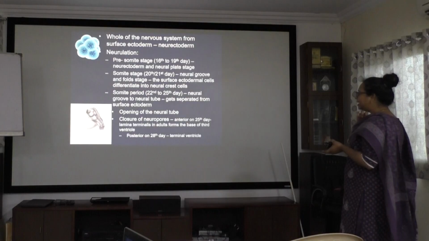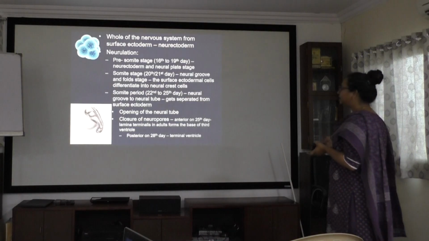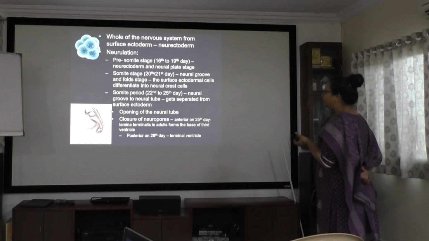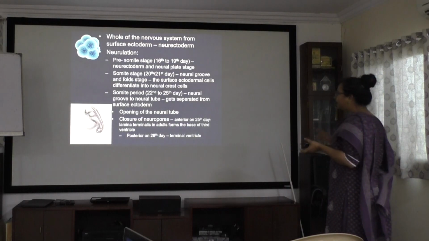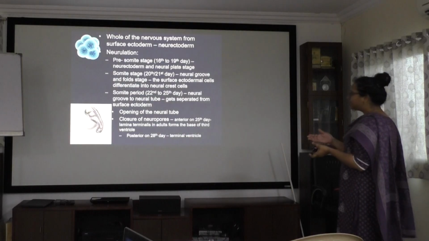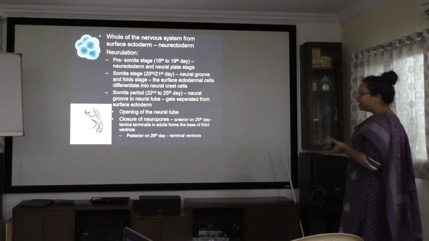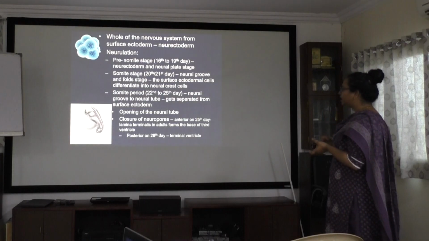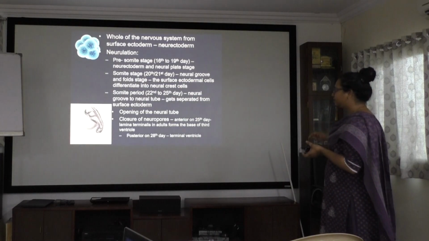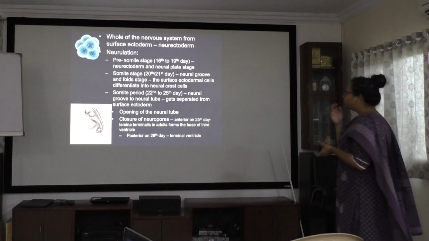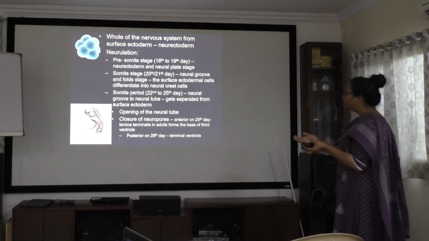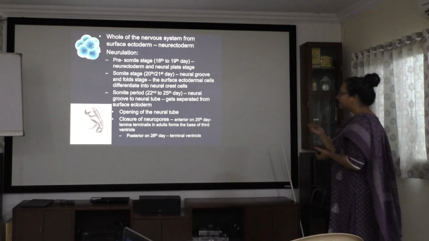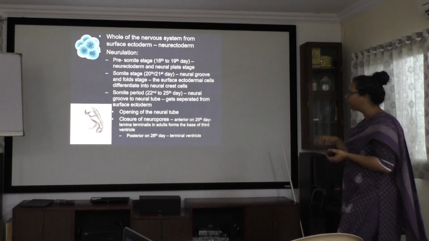Neurulation is again divided into pre-somatic stage, somatic stage, and post-somatic stage. The mesoderm in between is again divided into 3 parts: paraxial mesoderm, intermediate mesoderm, and the lateral plate mesoderm. The paraxial mesoderm in the post-otic region forms segmentations called the somites. So the development of the embryo is divided into pre-somatic, somatic, and post-somatic stage depending upon the formation of those somites.